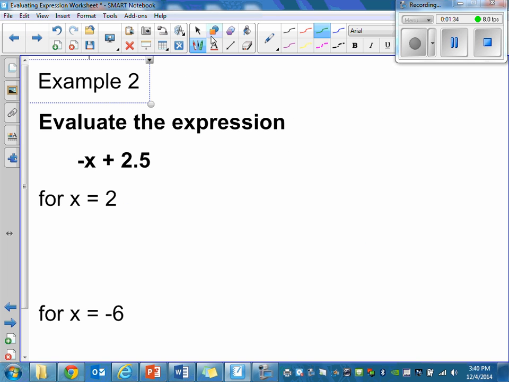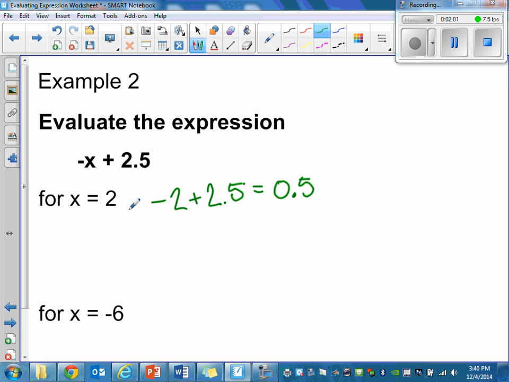Here's example 2. It says evaluate the expression negative x plus 2.5. So again, whatever they give me for x, I'm just going to plug that in for x. So in my first example here, x equals 2. So I'm going to have negative 2 plus 2.5. This would equal 0.5.